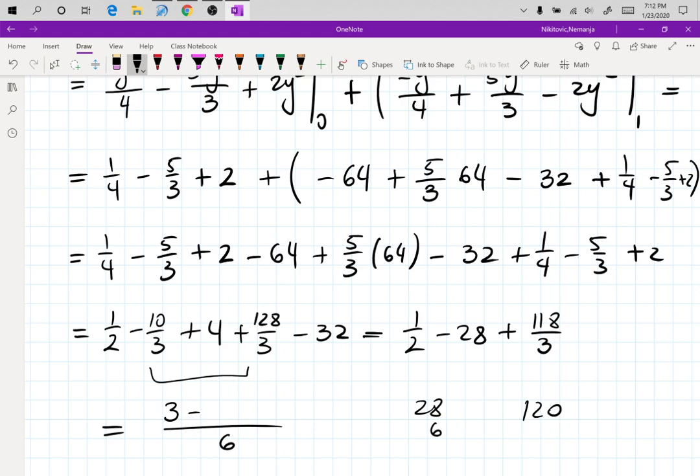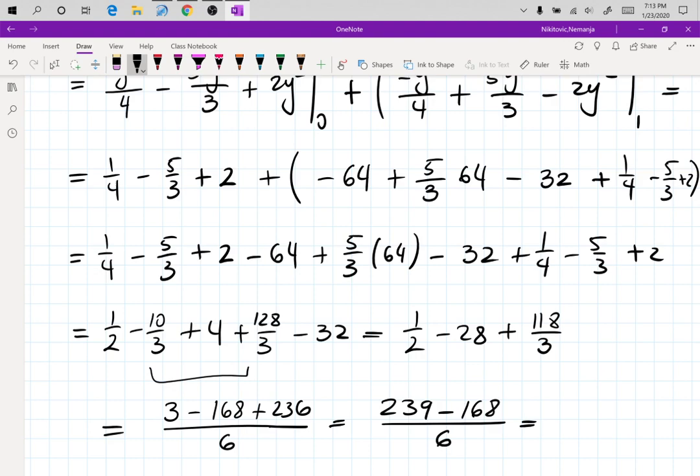So what do we have? We have 120 plus 48, so that's 168. And then plus double this, 236. Let's say all of this is good, okay? So we have 239 minus 168 divided by 6. When you subtract, 23 minus 16 is 7, so 71 over 6. Perfect. That's it. Walk away. We got a number.